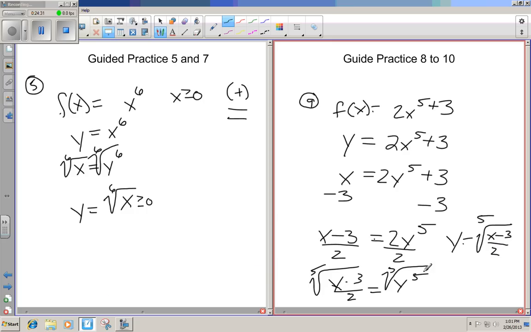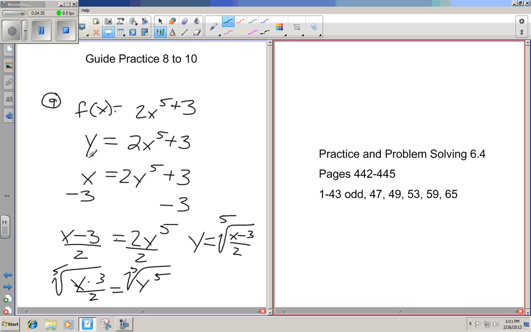All right, so all of these should help you with all of your homework. You should be able to do the rest of the guided practice, and then here's your homework.